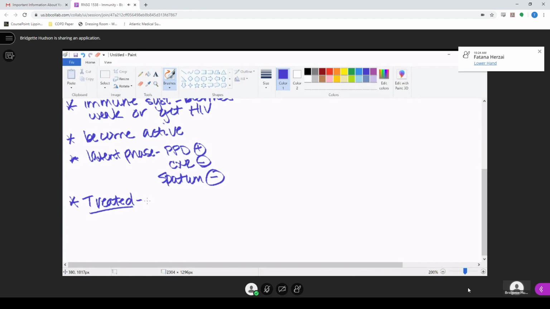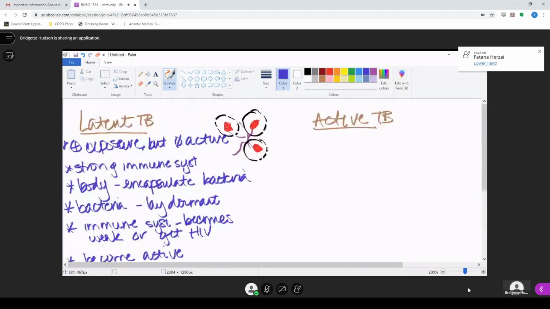So when you have TB, you'll have all the signs and symptoms, and we'll talk about what that is here. So I'm going to scroll up so we can do that piece. So when you do have TB, the signs and symptoms they're going to have is a positive cough for how long?